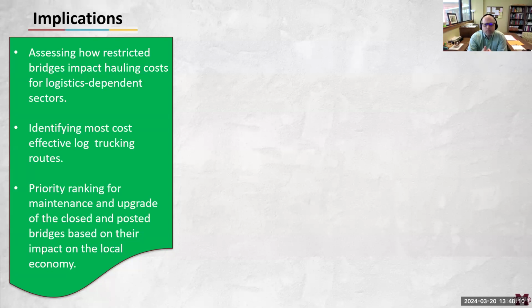From a larger perspective, maybe Mississippi DOT can use the data that we've generated to do a priority ranking for maintenance and upgrades on closed and posted bridges, based on their impact on the local economy. Now, that part wasn't done here, but what we've done is a necessary component for calculating that number, looking at some sort of economic impact shock to the economy, given the worsened conditions that the county faces. And you can get tax implications for that and all sorts of other things.